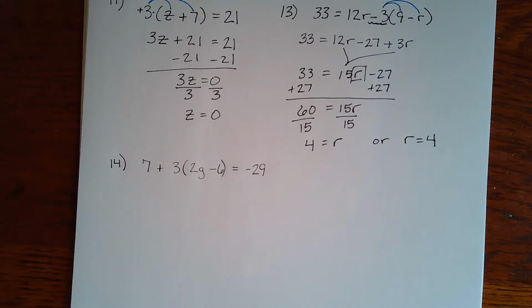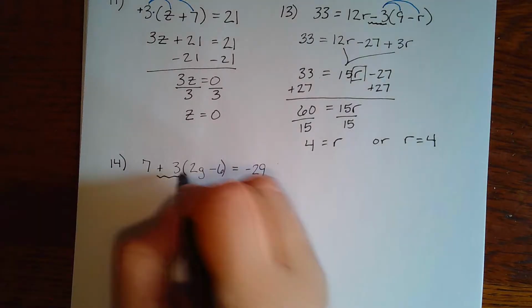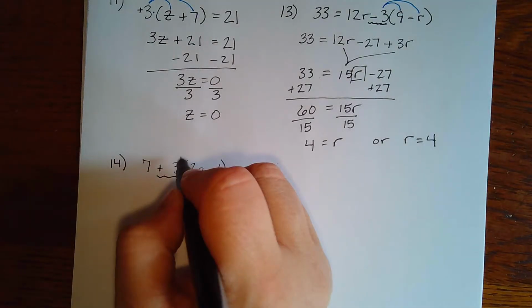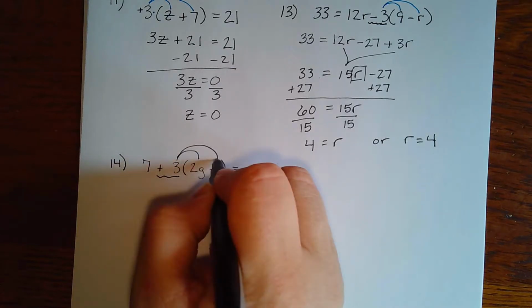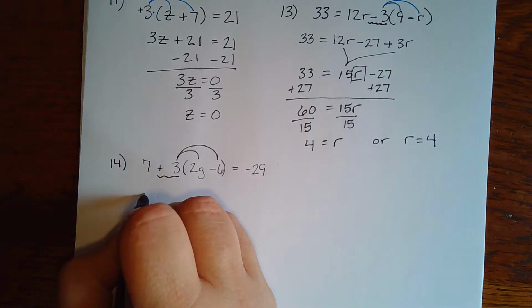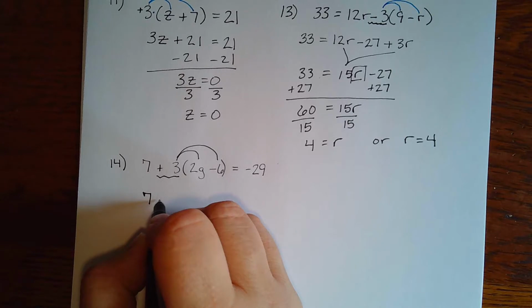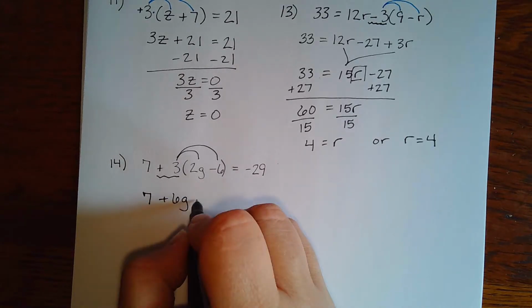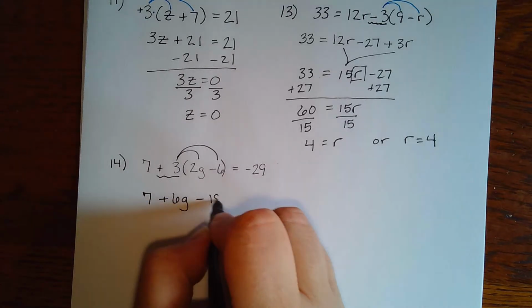Excellent. Now let's look at what we're distributing through. Last time we had a negative 3 we were carrying through. This time we have a positive 3. So we're going to distribute the positive 3 through. So rewrite this: 7 plus 6g minus 18 equals negative 29.